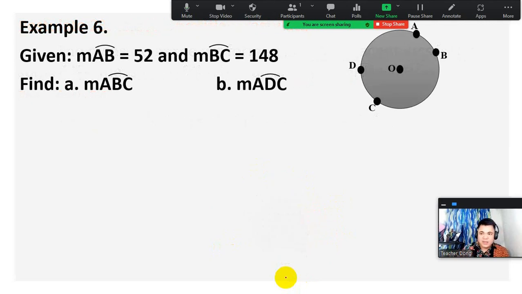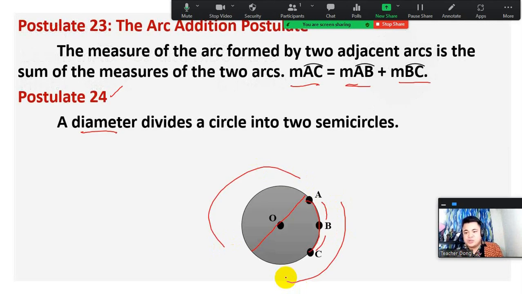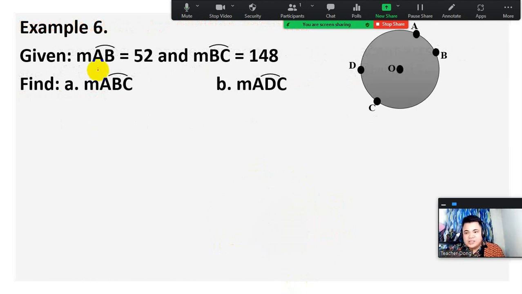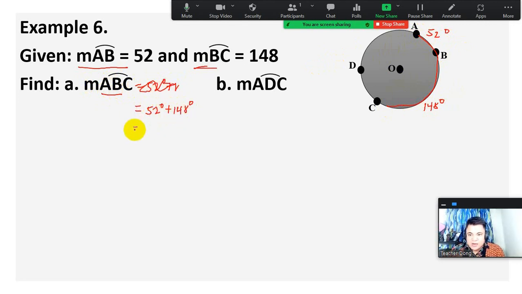Now, let us solve this one using postulate 23. So first we have the given measurement of arc AB is 52 degrees. So we have to put it here, and the measurement of arc BC is 148 degrees. First, we are solving for the measurement of arc ABC. So to solve for that, just simply add the two, 52 degrees plus 148 degrees. So the answer here is 200 degrees. So the measurement of this is 200 degrees.